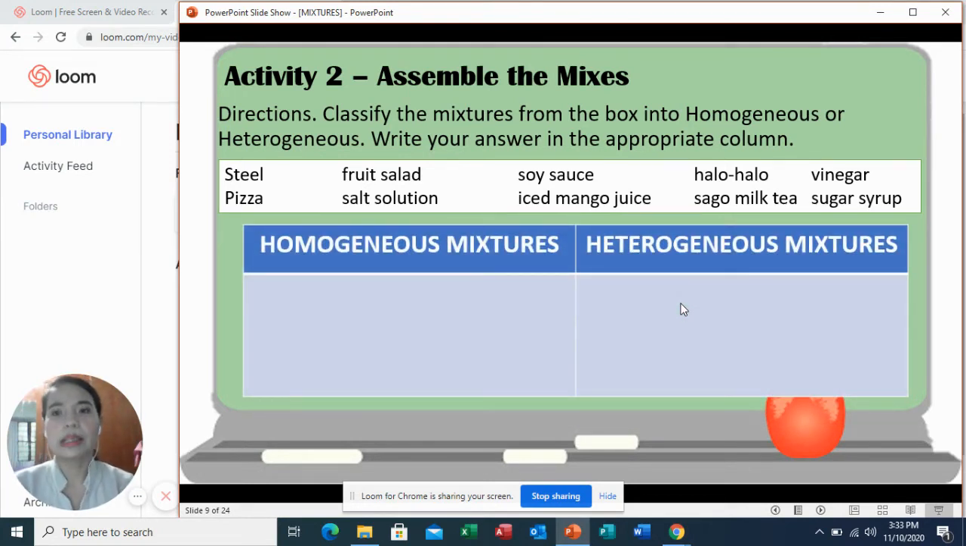Like for example, steel. Where are you going to put steel? Is it an example of a homogeneous mixture or a heterogeneous mixture? That is an example of a homogeneous mixture. So you do the other mixtures.